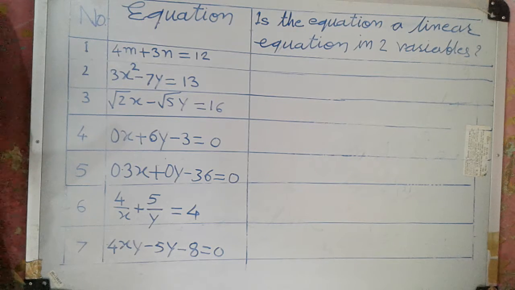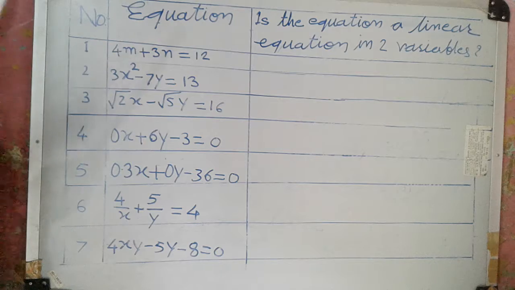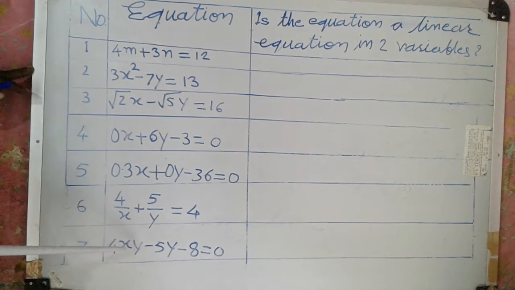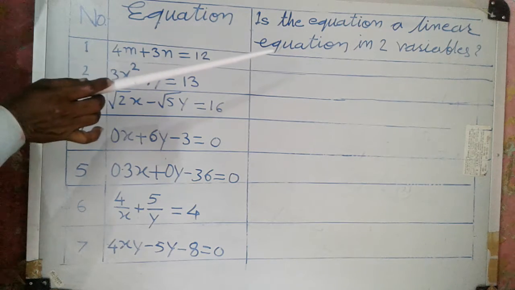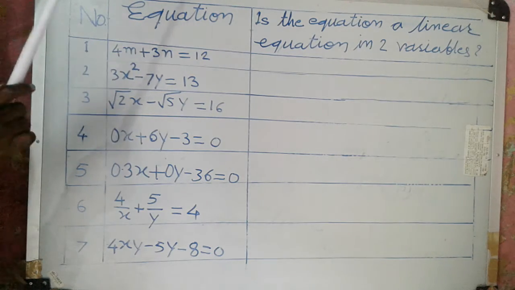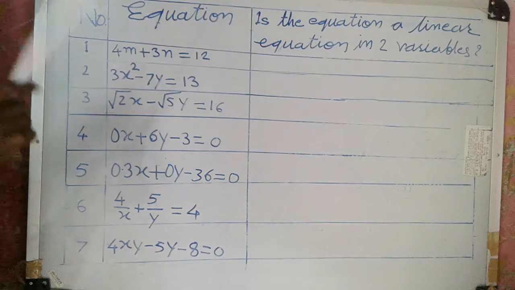which is given in your textbook on page number 1. Complete the following table, and here is that table. Equations are given and you have to identify whether the given equation is a linear equation in two variables.